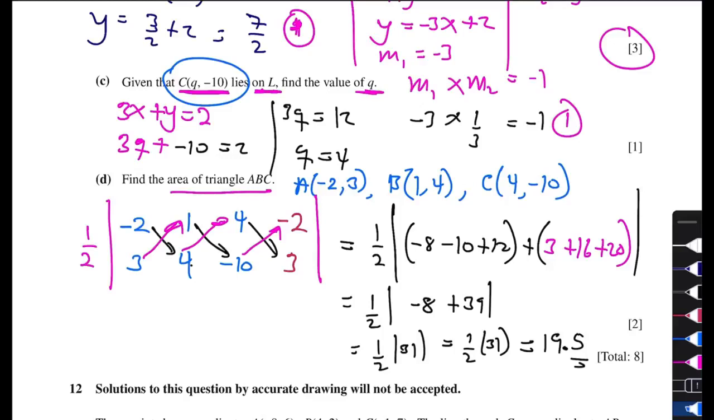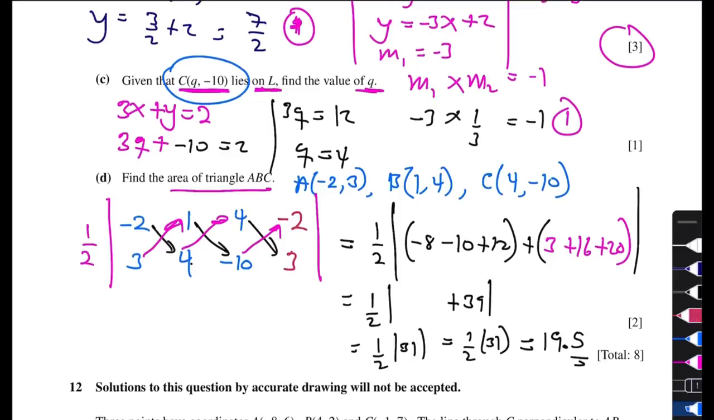Oh, that is negative 14. I knew it. I just felt that we've made a mistake somewhere. So this should have been negative 14, okay? All right, so negative 14. Am I right though? No. It's negative 8 minus 10 plus 12, right? That's negative 6.